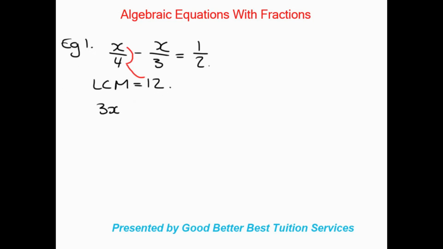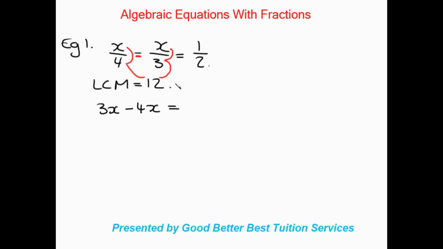Now we're going to look at the next term. So now we're doing 12 divided by 3. 12 divided by 3 will give me 4. 4 times x is going to give me 4x. But remember, we have a negative sign in front of the fraction, so that's going to carry down with the 4x. So it will be negative 4x. Now we'll put in our equal to sign.